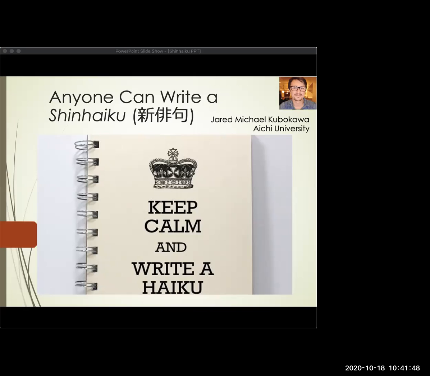So really quick, I'm Jared. I teach at Aichi University. I'm from the US and I live in Toyohashi. I studied TESOL and creative writing as a student. My interests are second language creative writing and second language writing, or L2 writing. If I say that, that's what I mean. I'm also interested in corpus linguistics. I'll give you my email address and website at the end of the presentation.